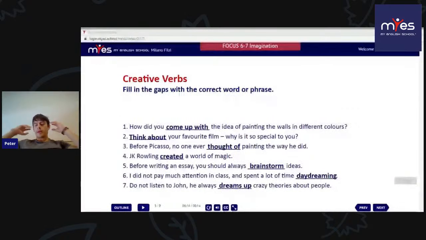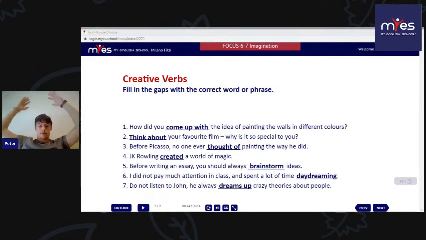All right, to dream up is more fanciful. It's more to do with the idea of being more imaginative. To think of something is more pragmatic. It's more to do with a general sort of thinking. To dream up is more creative.